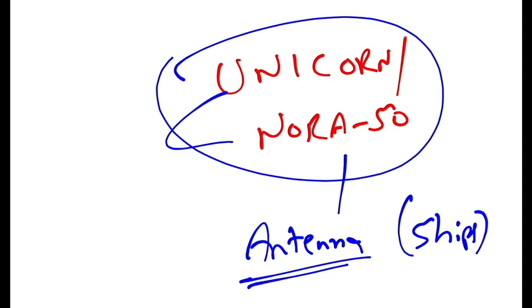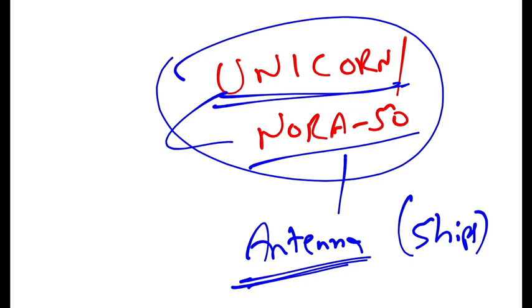The transfer of the Unicorn or NORA 50 technology. Unicorn means Unified Complex Radio Antenna. In short, Unicorn. So Unicorn or NORA 50 technology will be transferred by Japan to India, and it will be very useful because these are very high quality antennas that are used by ships.